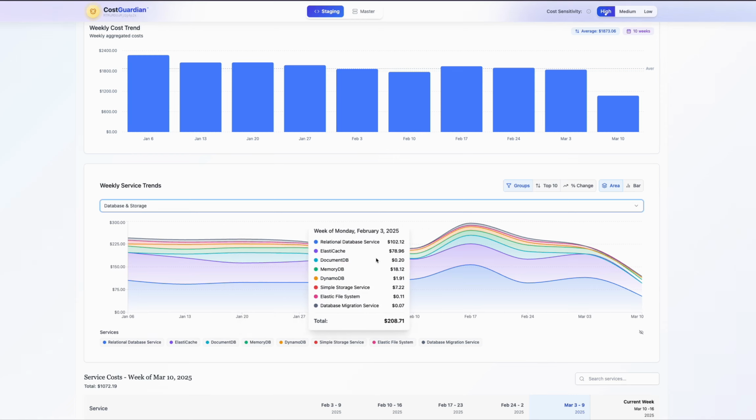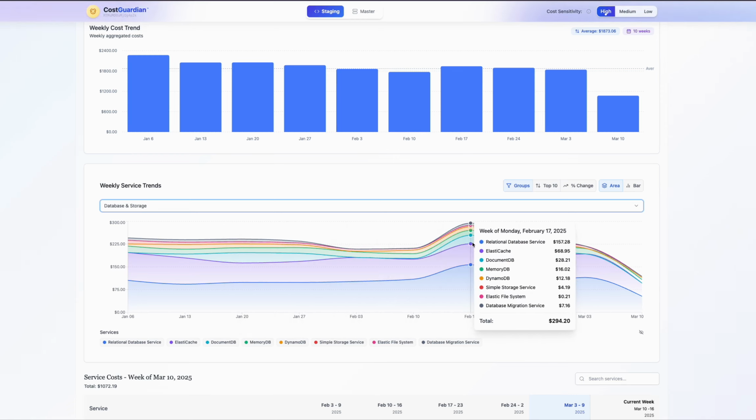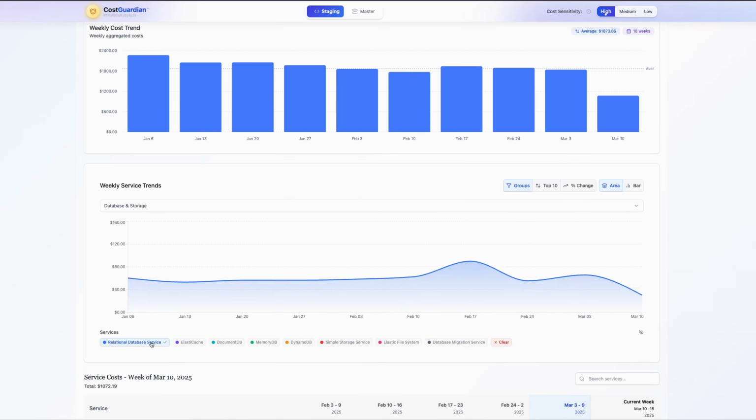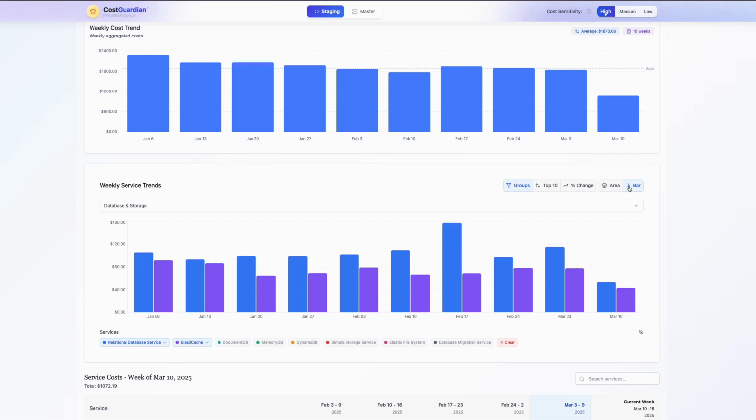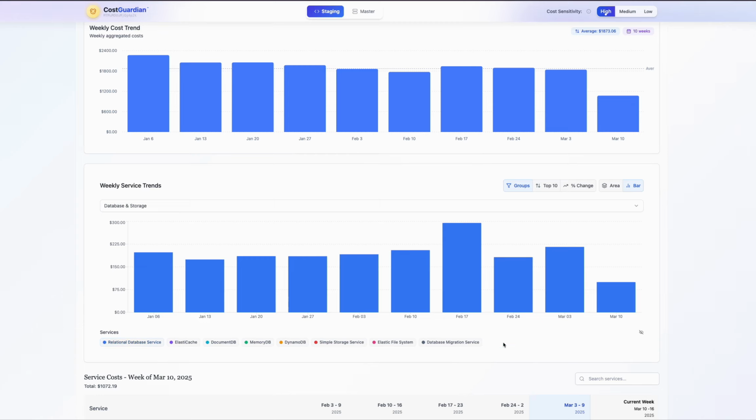This gives you the weekly total cost of that week for that service. You can select an individual service or multiple services that you want to look at. We also support different visualizations here, area and bar graph, whichever you are more comfortable with. You can look at one service or all the services together.